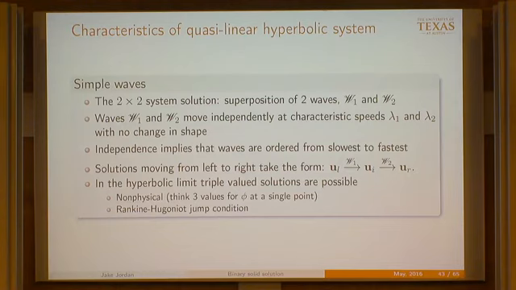And so these solutions, since there's two waves, and they represent some sort of reaction front, you go from your left state along one wave to an intermediate state, along another wave to the end state, or whatever the waves haven't made it to yet. And so in the hyperbolic limit, there are triple valued solutions that are possible mathematically, but these are non-physical. So this would be like saying you had 3 different porosities at one point in space, which doesn't make sense.